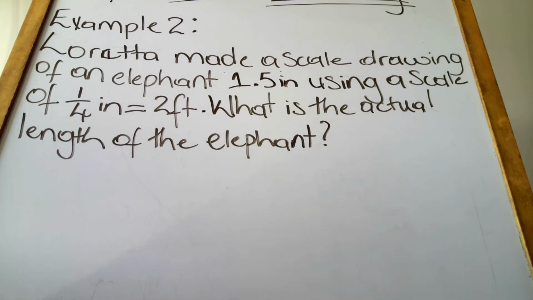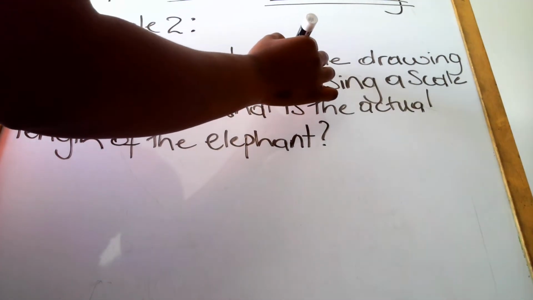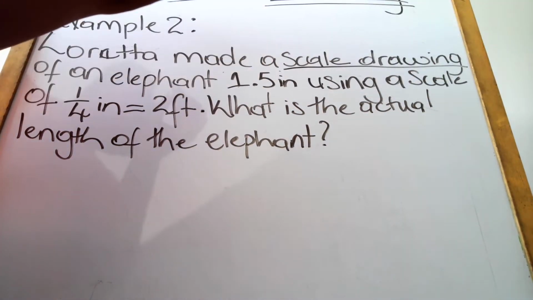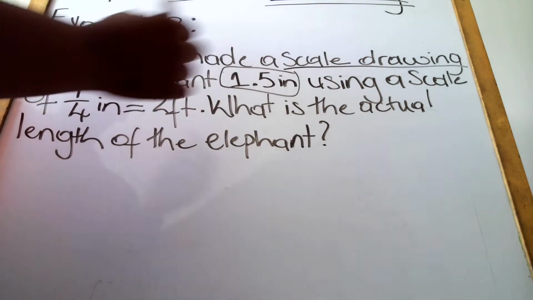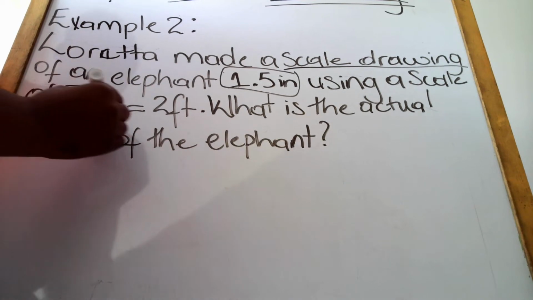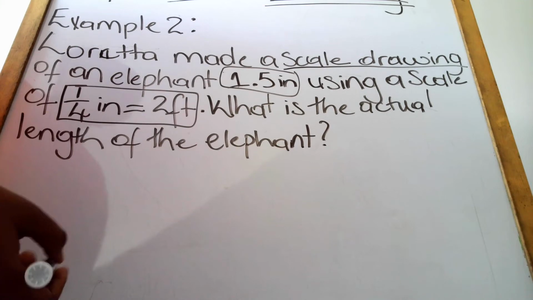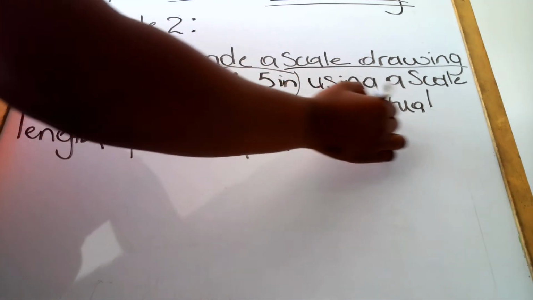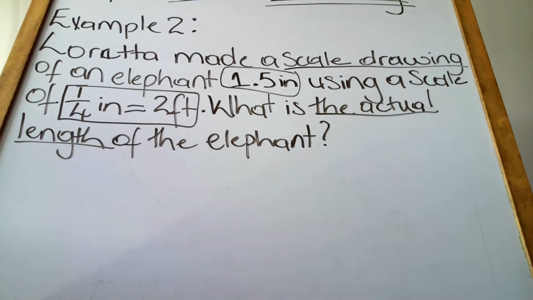So she made a scale drawing of the elephant, 1.5 inch. So for the scale drawing, we know that's going to be 1.5 inch. It says that she used a scale of 1/4 inch equal 2 feet. The question asks us now, what is the actual length of the elephant? So we are given the scale length of the elephant, and we are given the scale that they used to draw the scale drawing of the elephant.